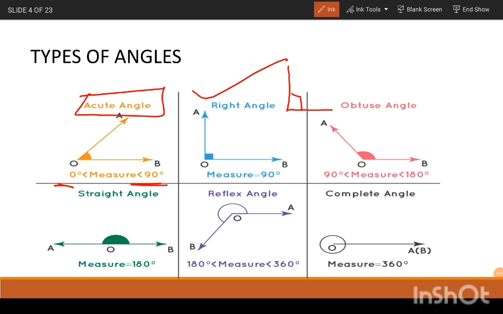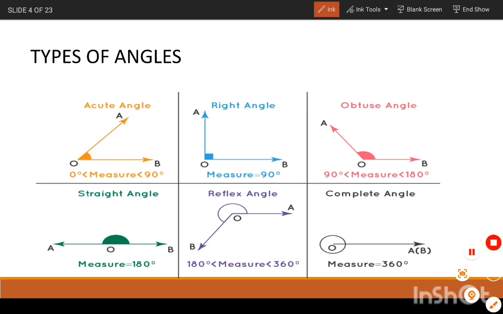Then we have obtuse angle. In an obtuse angle, the measure of the angle is greater than 90 degrees but less than 180 degrees. The next is straight angle. The angle whose measure is 180 degrees is a straight angle. It is just like a straight line. That is why the name of the angle is straight angle.